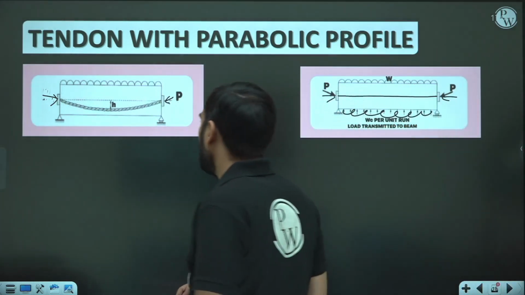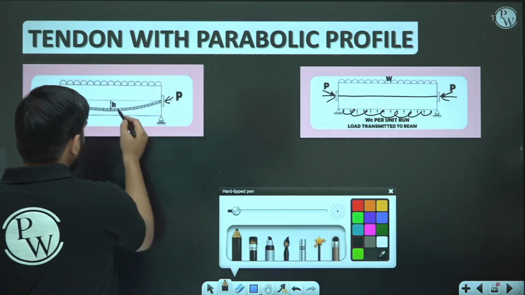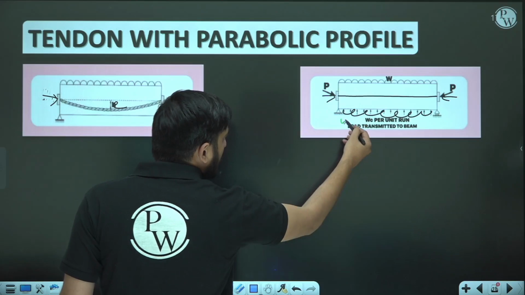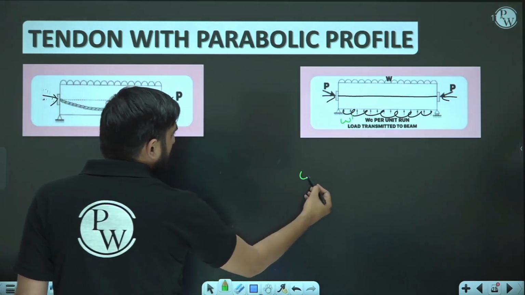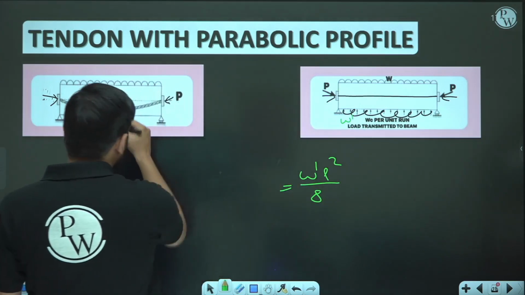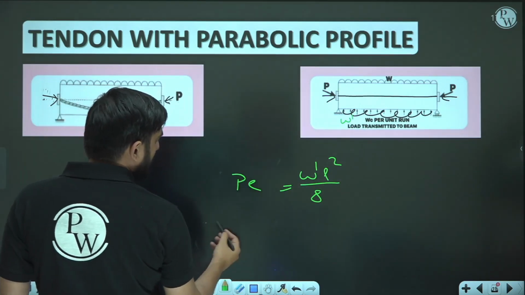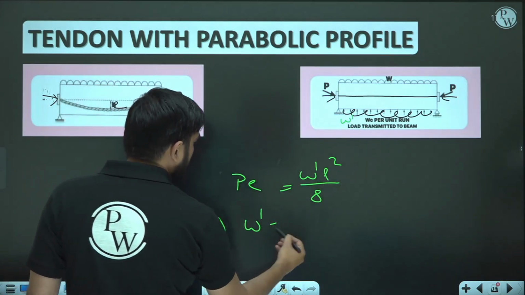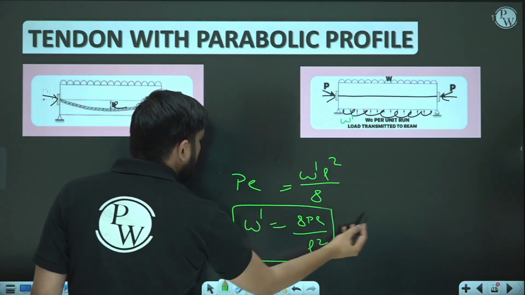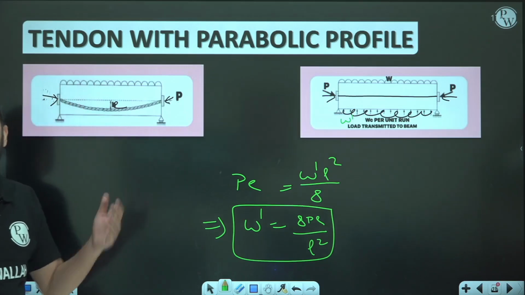Similarly, let's suppose this is your E and you want to get the value of this load, let me call it W dash. So W dash L square by 8 is nothing but P into E. So W dash is equal to 8 P E upon L square. This is the value of UDL which is acting in the upward direction.